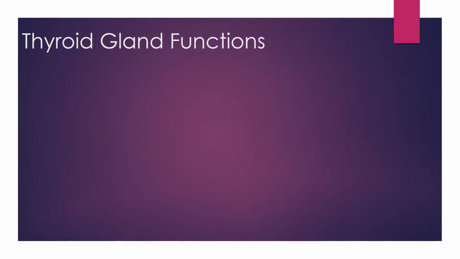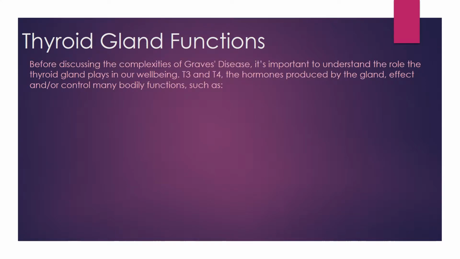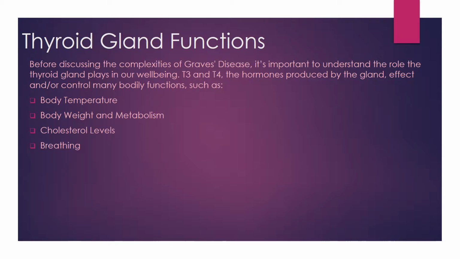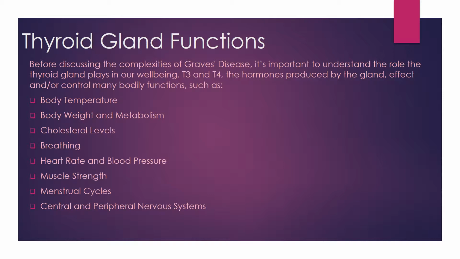Thyroid gland functions. Before discussing the complexities of Graves' disease, it's important to understand the role the thyroid gland plays in our well-being. T3 and T4, the hormones produced by the gland, affect and/or control many bodily functions such as body temperature, body weight and metabolism, cholesterol levels, breathing, heart rate and blood pressure, muscle strength, menstrual cycles, central and peripheral nervous systems, and digestion.